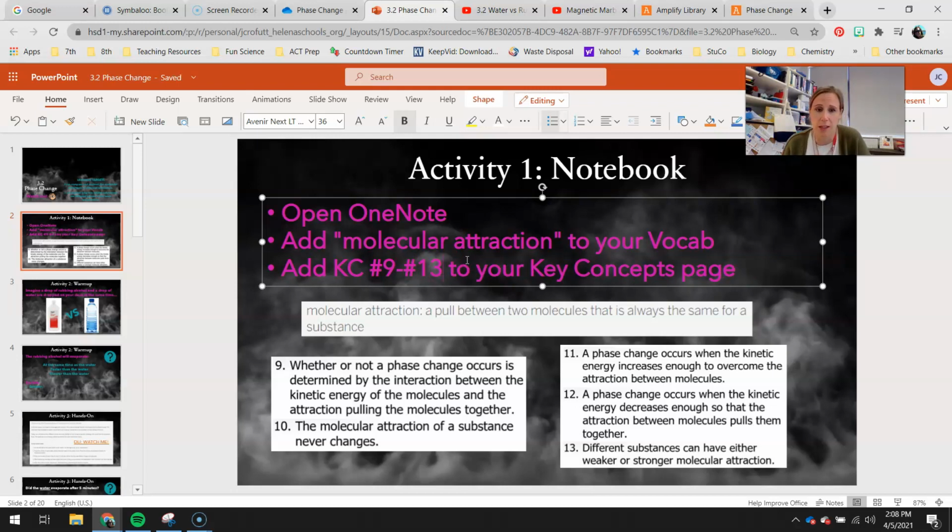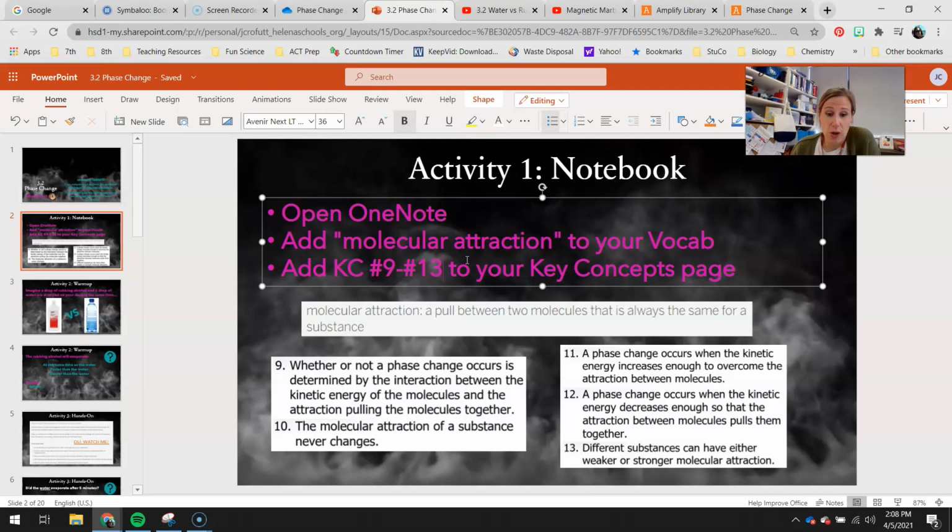So you have a couple key concepts to add to your page today. Whether or not a phase change occurs is determined by the interaction between the kinetic energy of the molecules and the attraction pulling the molecules together. So again, it's this concept that frames out why oil is a liquid at room temperature versus a stick of butter being a solid at room temperature.